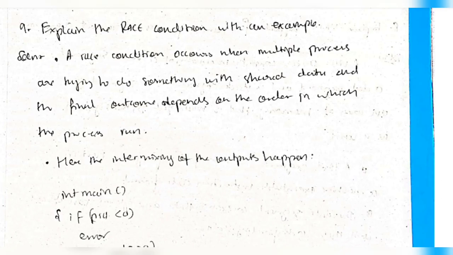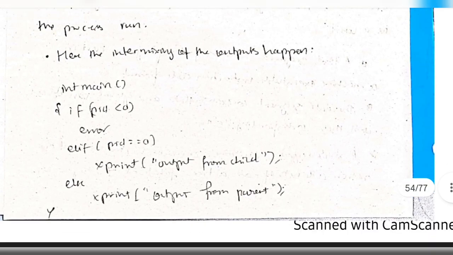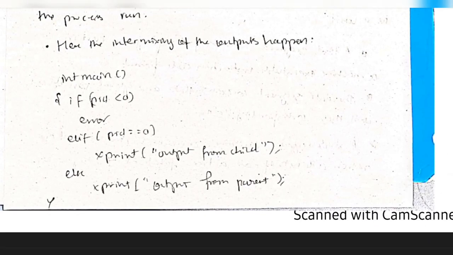Okay. The next question is regarding explaining the race condition with an example. So what is a race condition? It's when two processes are trying to access the same thing and the thing's value gets changed simultaneously. Okay, so that is the race condition. If you want to overcome the race condition, what you'll be doing, before that, this is the example here.